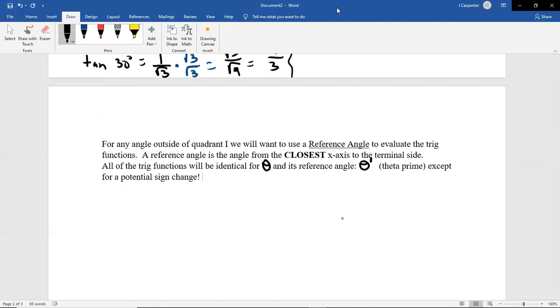So here's kind of the idea here. If we have a regular Cartesian coordinate system, here's our x-axis, here's our y-axis, and I'm going to draw in the first quadrant for this one, but let's say that our angle formed is right here. Here's our terminal side. Now this point we'll call P. It has coordinates x and y. So here's our traditional angle.